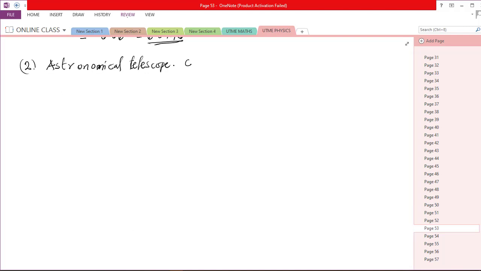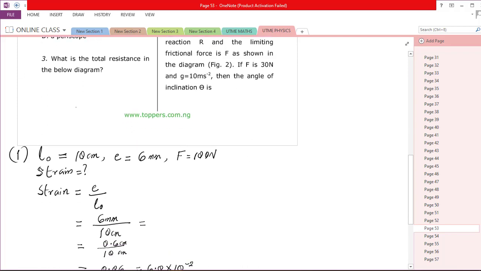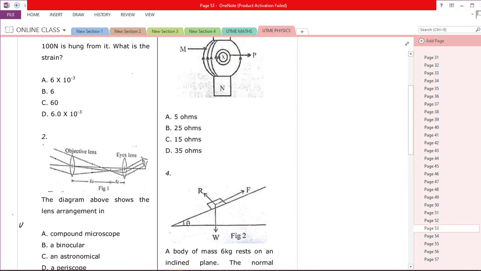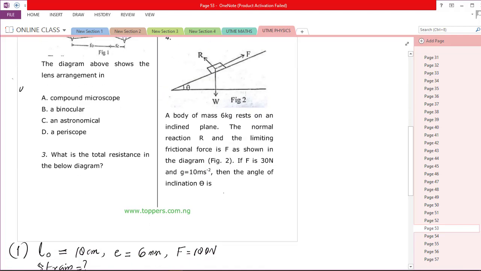Now let's go to number 3. From what they said there, what is the total resistance in the diagram? And then we can see that there's nothing like resistance here. They gave us magnetic flux and they want to calculate resistance. So the question is wrong in that case. It's very, very wrong in that case.